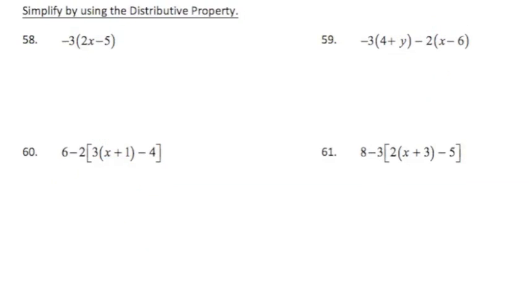All right, now I'm going to have you pause your video player again and try question 61. When you get done working the problem, hit play and you can see how you did.